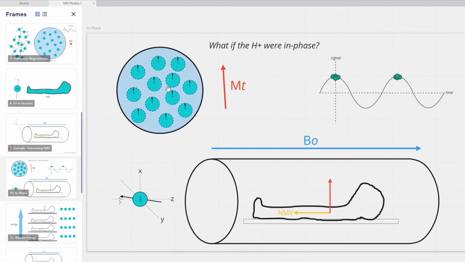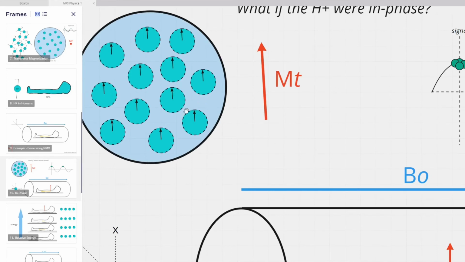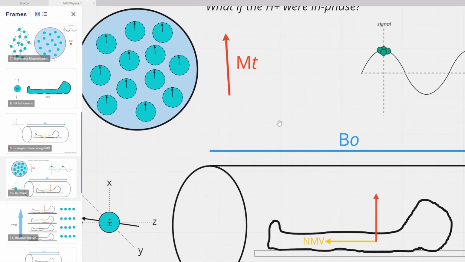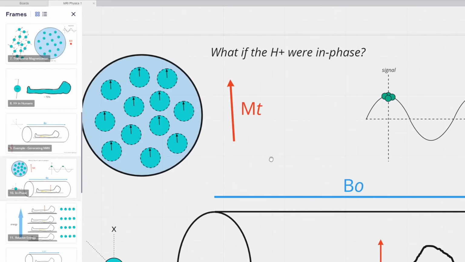But if we had a way of making it so that they were all in the same place at the same time, they were all in phase, like this, and we sum all of those together, now it's not going to be 0, it's not going to be a dot. We might actually have a component of transverse magnetization that we could generate, that would actually be our MRI signal, okay? Something that we could measure.